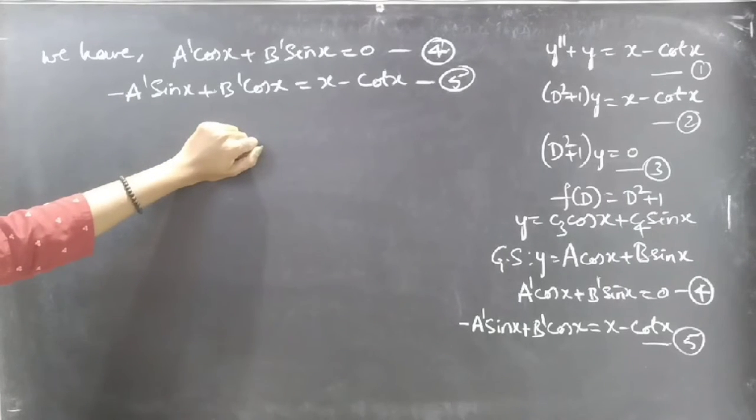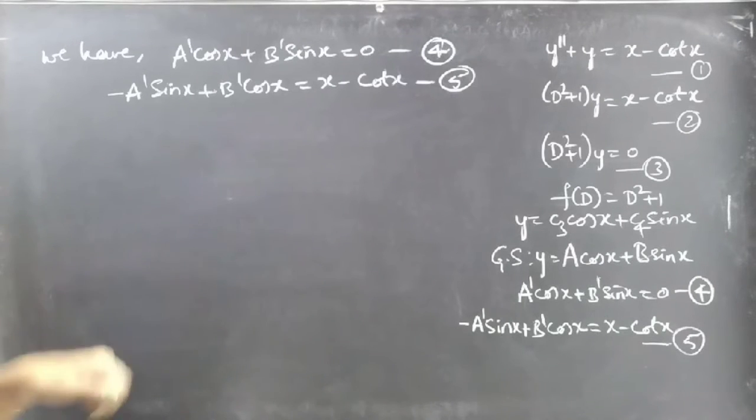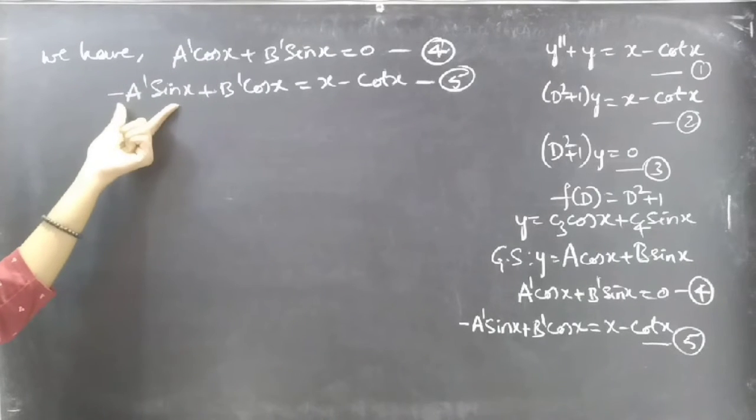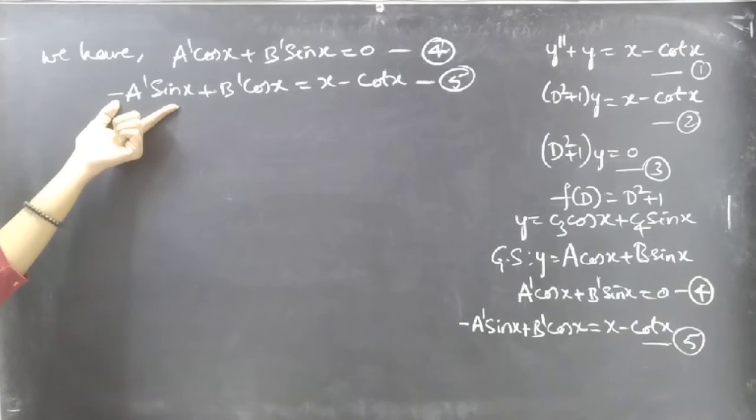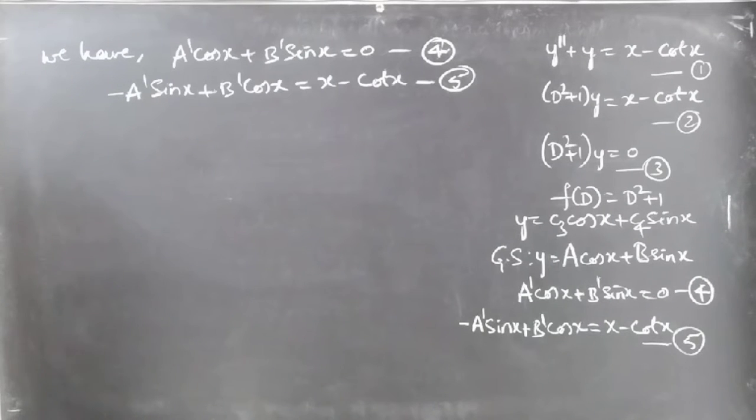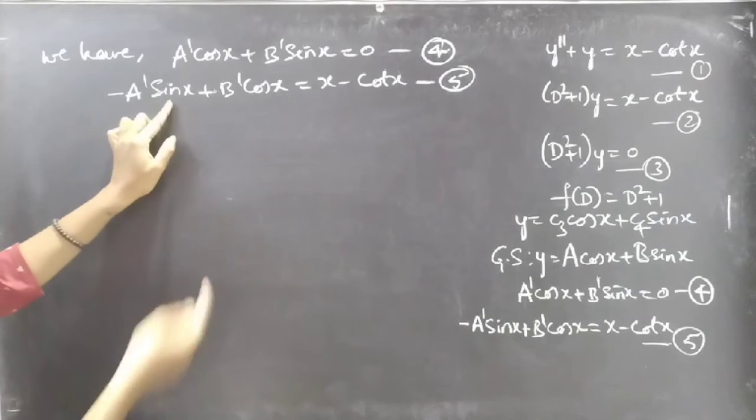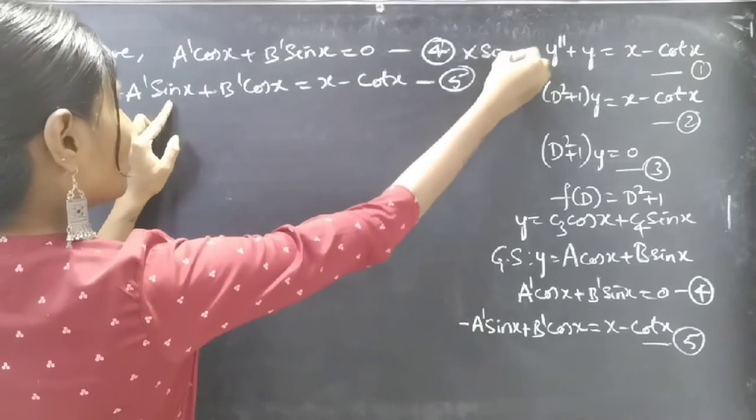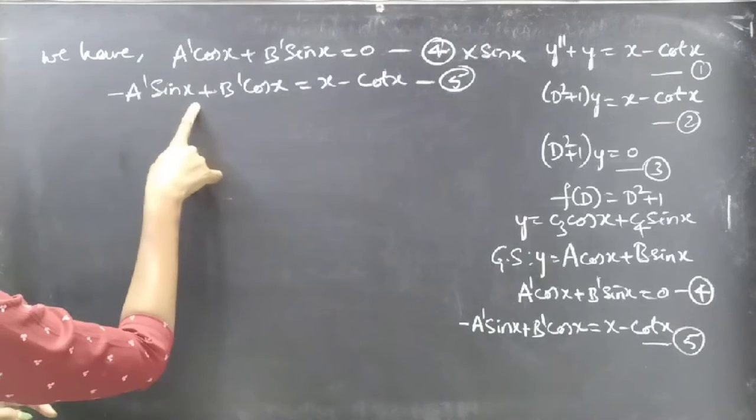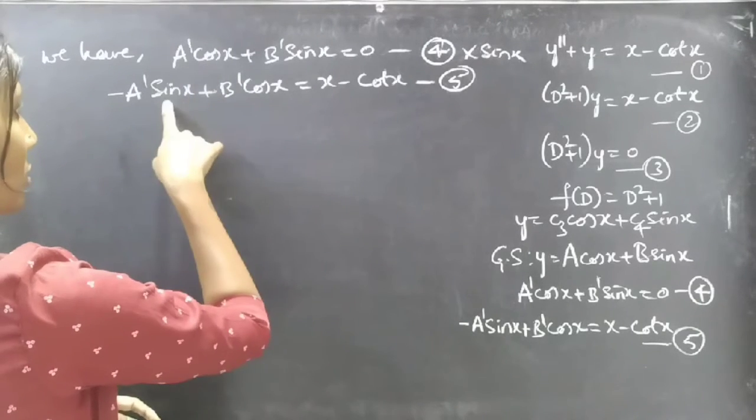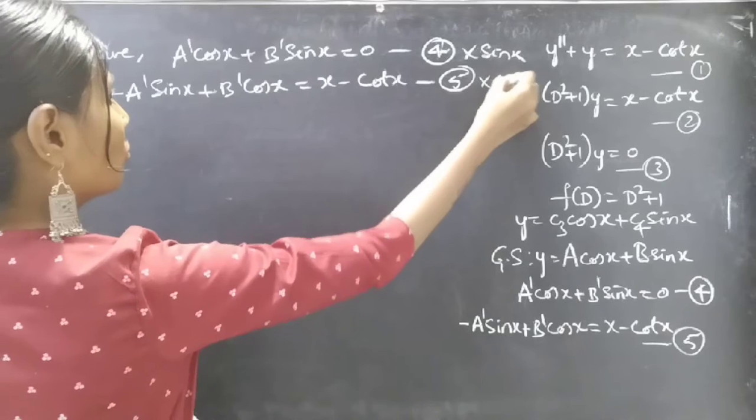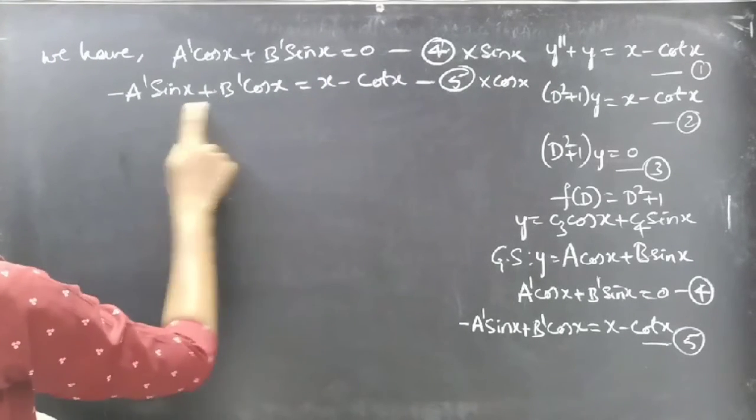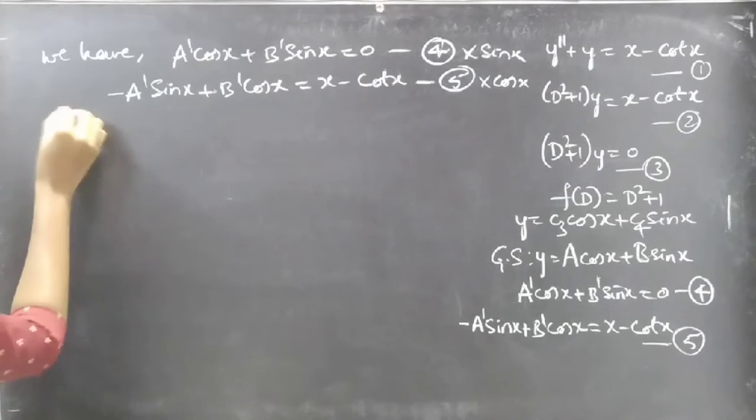In order to solve equations 4 and 5, just observe the terms involving a dash in both equations. We have a dash cos x in equation 4 and minus a dash sin x in equation 5. In order to cancel the terms involving a dash from both equations, we need a sin x in equation 4 and a cos x in equation 5, right? So we'll multiply sin x to equation 4 and cos x to equation 5.